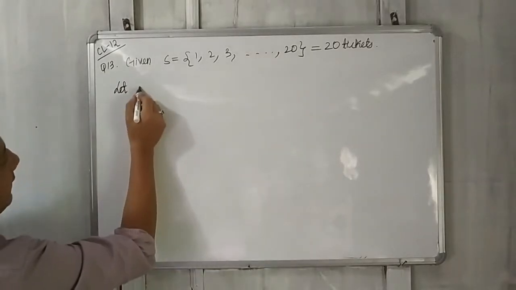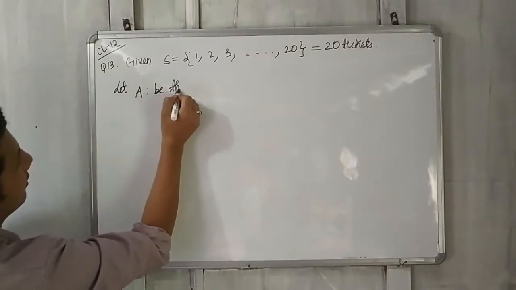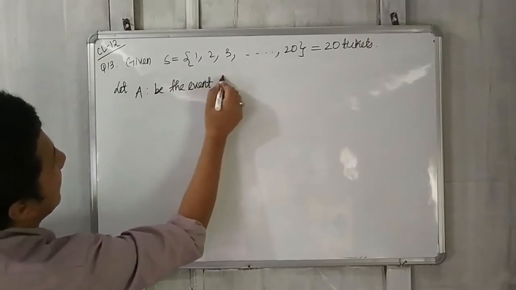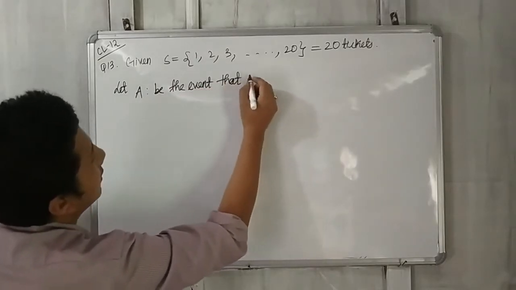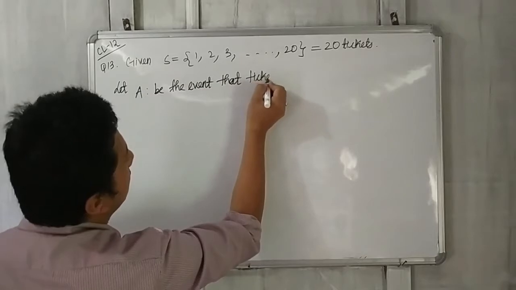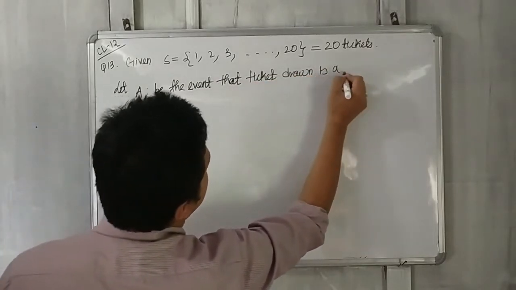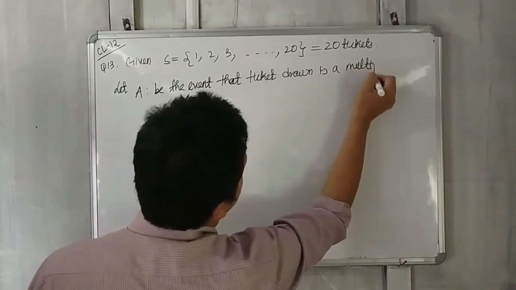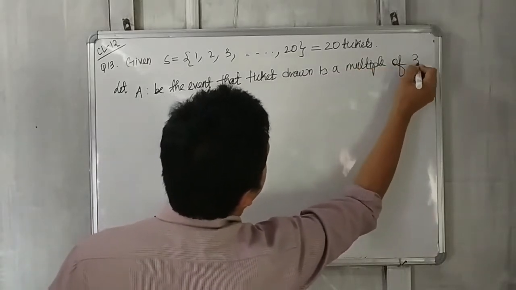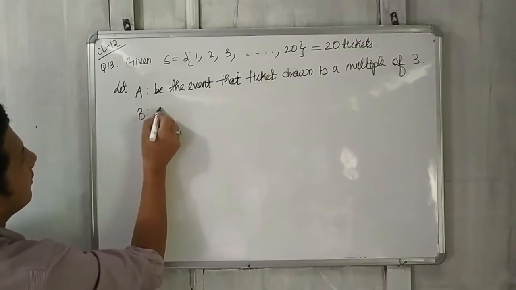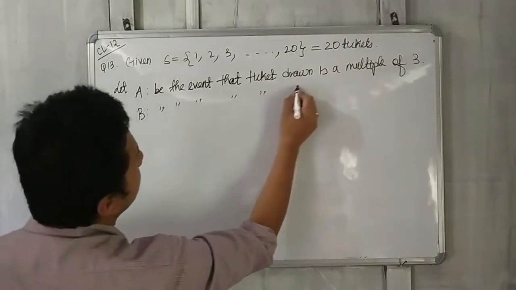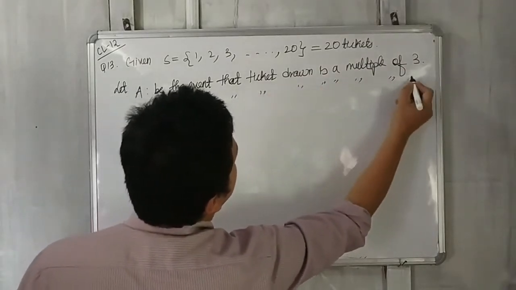Great. Let A be the event that the ticket drawn is a multiple of 3, and then same thing with B. B the event that the ticket drawn is a multiple of 7.